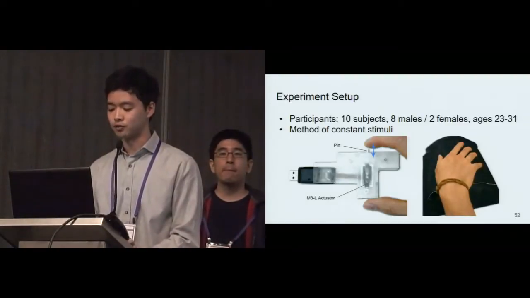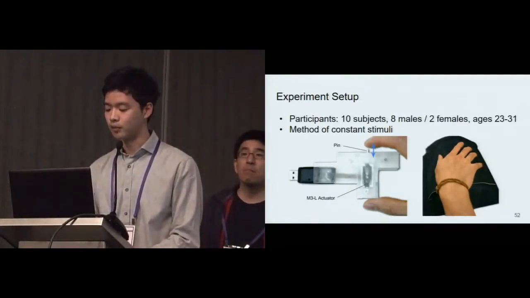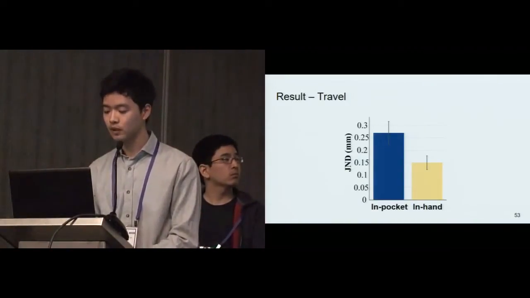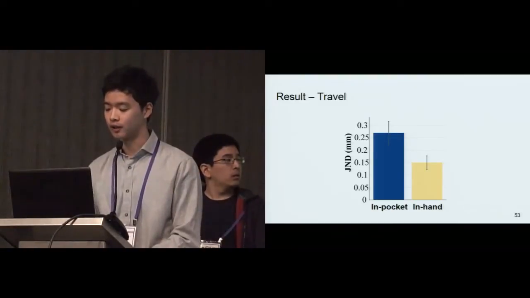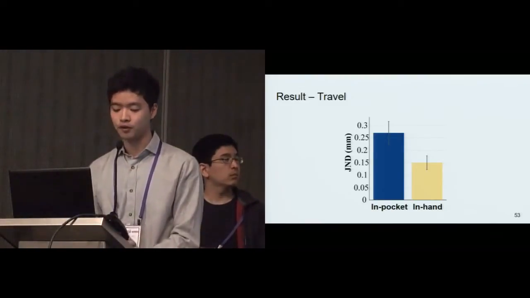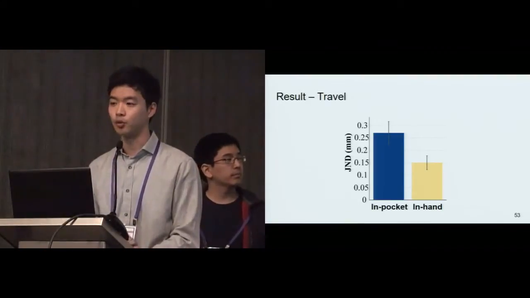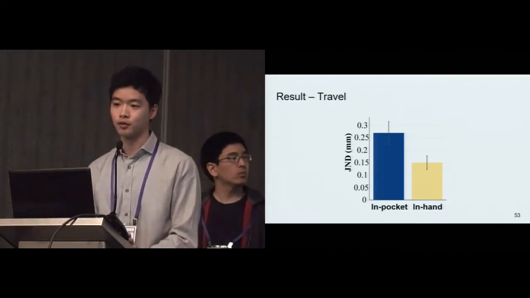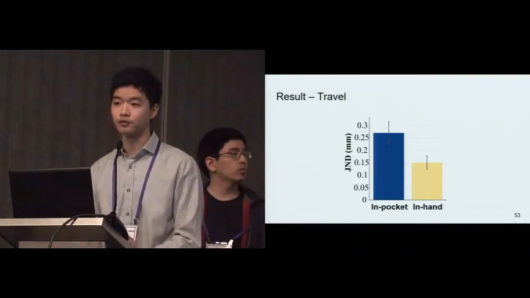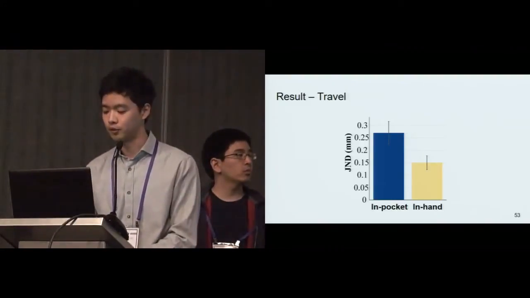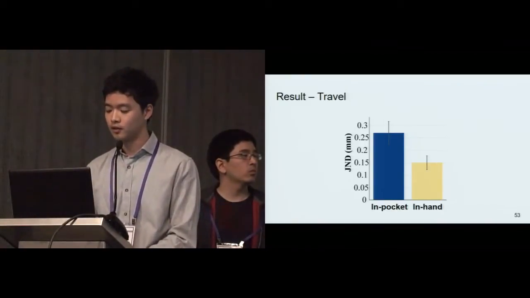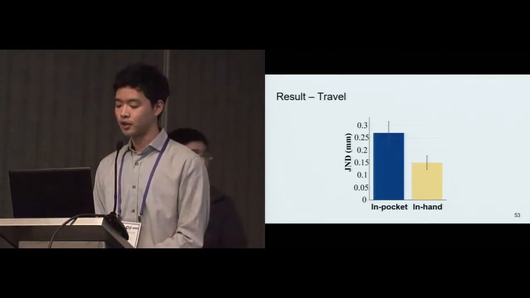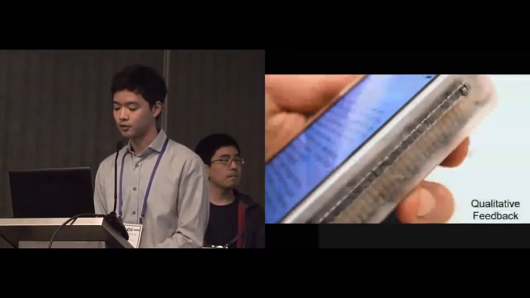For the in-hand scenario, the user directly touched the pin, whereas for the in-pocket scenario, the user touched the stimuli placed inside a denim fabric. This bar graph shows the JND values and their standard deviations for travel, approximately 0.25 millimeter for in-pocket and 0.15 millimeter for in-hand. This means the users can detect static shapes with approximately 0.15 millimeter height difference when directly touching it, and 0.25 millimeter height difference for in-pocket situations. This informs app developers how they should adjust the height difference of shapes for in-pocket and in-hand scenarios.